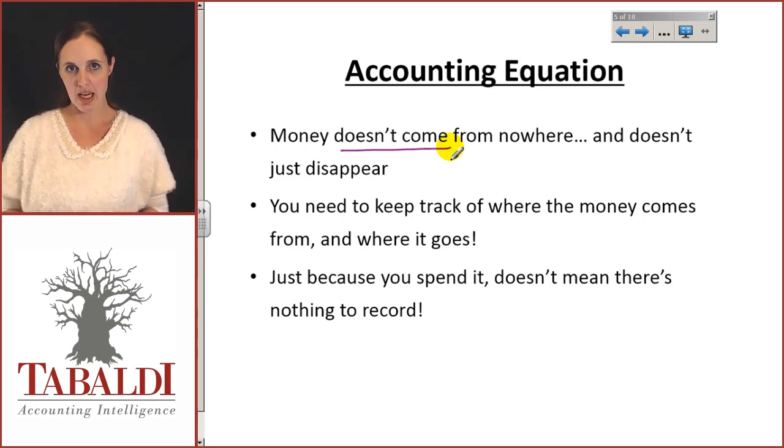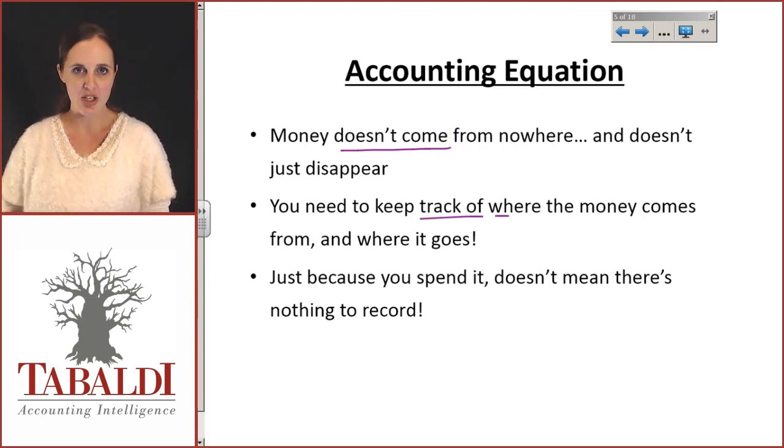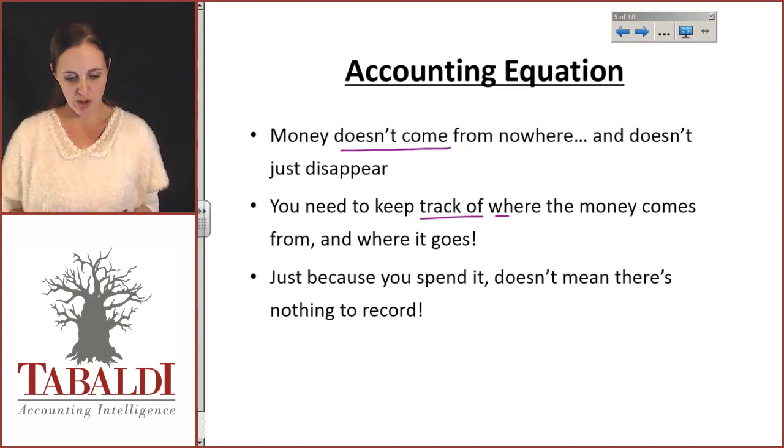I have to either get it from my investors, my owners, or I'm going to have to get it from financiers. I'm going to have to get funded by them. So where does it come from? I need you to record that. You need to keep track of where the money comes from and where it goes. It's very easy for money to disappear. I need to know exactly where it went. Just because you spend it doesn't mean that it disappears. What did you spend it on?